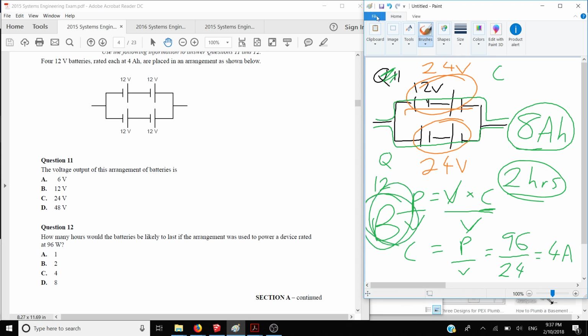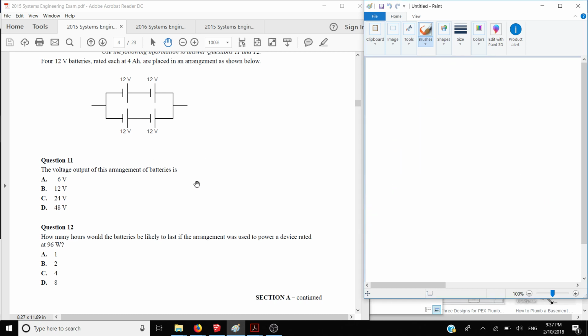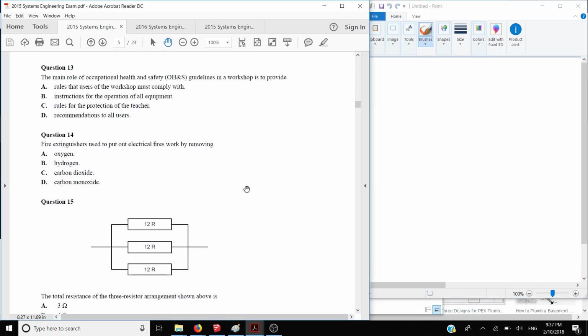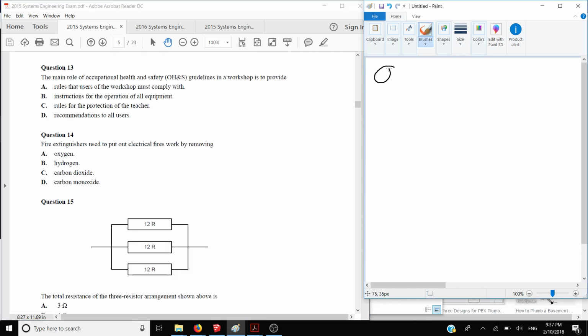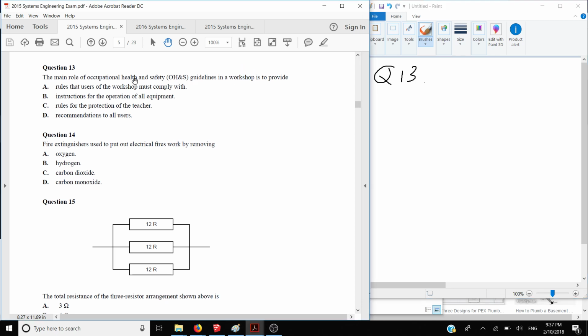Right, let's get rid of that. Question 13, an OH&S question. What do we got? The main role of occupational health and safety guidelines in a workshop is to provide instructions, protective rules, or recommendations to all users. So this question specifically asks about the workshop.